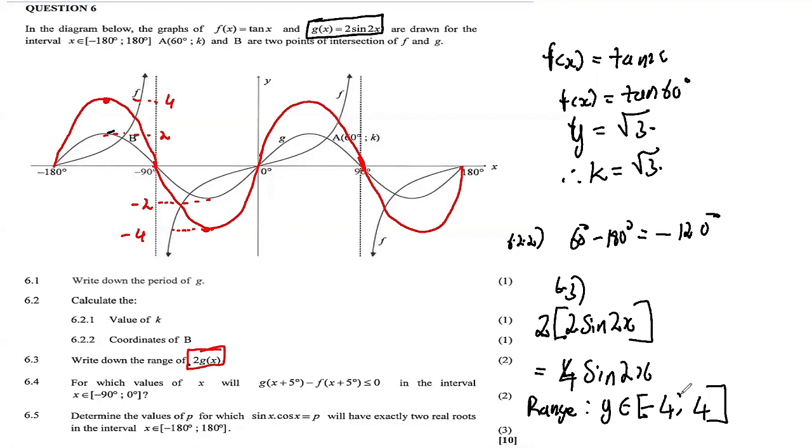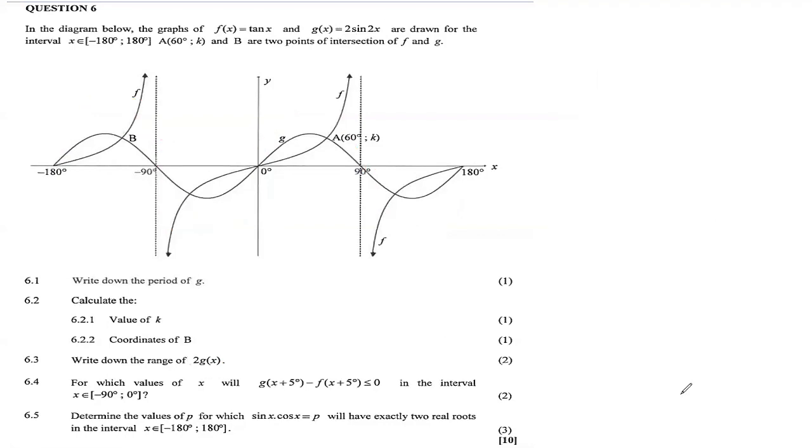So 6.4 is saying for which values of x will g of x that has been shifted 5 units to the left minus f of x that has been shifted also 5 units to the left be less than or equal to 0. Now, why am I saying to the left? Remember, we've covered this in functions: if they say x plus, that indicates a translation to the left-hand side, and then this is left. So it is being shifted the same way, right? So the graph of g and the graph of f are both being shifted 5 units to the left.